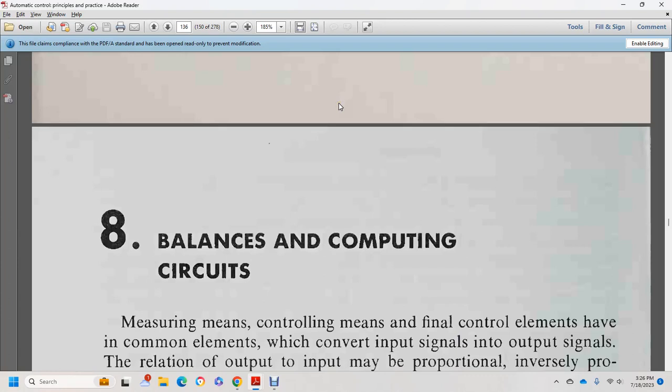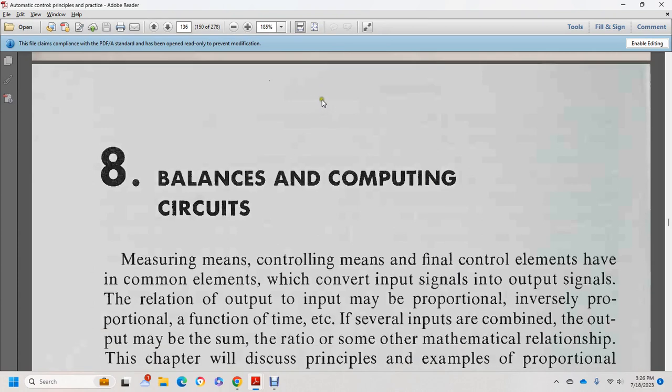Alright, Chapter 8, Balancing Computing Circuits. Measuring means controlling means to find control elements have the common elements for converting input signal into the output signal. The relation of output with the input may be proportional, inversely proportional, a function of time, etc. And several inputs that are combined.